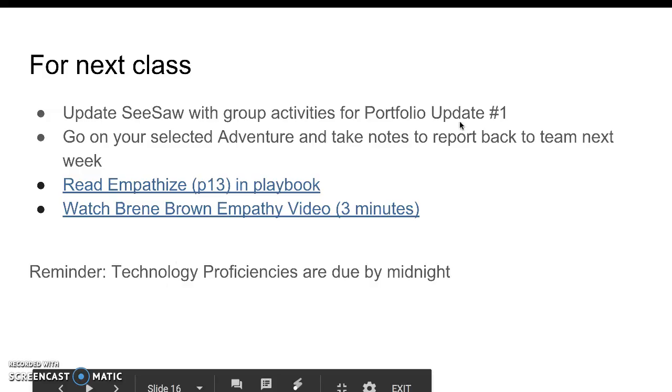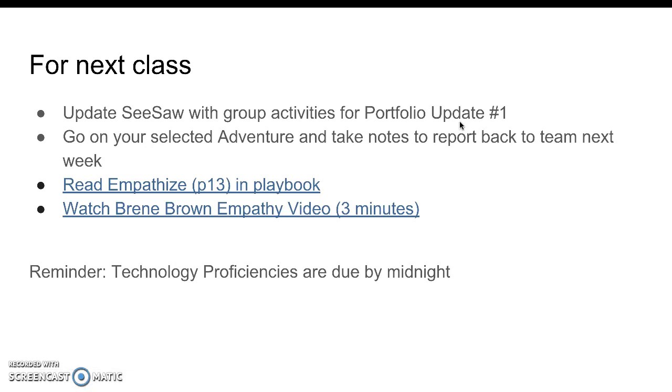So for next class, once you have done all of these activities, please either take screenshots or take a video reflection of what you've done, and maybe a link to your Google Slides if you decided to use Google Slides, and update Seesaw with your group activities. And this is going to count for portfolio update number 1. So this is 3 points. So just putting down these filled out slides, or posting pictures of your brainstorms on a whiteboard. All of that, if you do it, is 3 points for portfolio update 1.